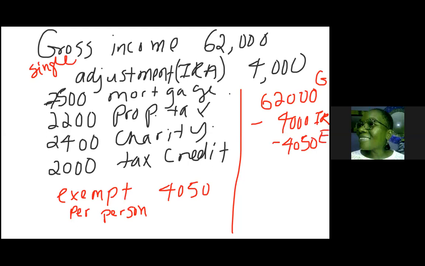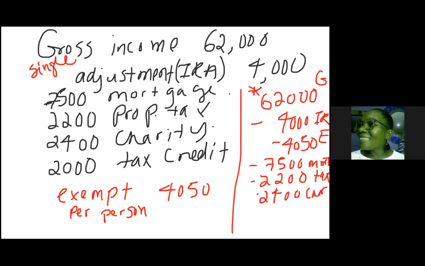Okay, guys. So now we're going to subtract his itemized deductions. What are the itemized deductions? We have $7,500 mortgage. You notice I'm just going down the list, guys. We got $2,200 property tax, subtract. We're going to subtract all of that. Then we're going to subtract $2,400 for charity. I'm still subtracting. And why am I subtracting? I am trying to reduce, guys, reduce this person's taxable income to the lowest possible amount, okay?